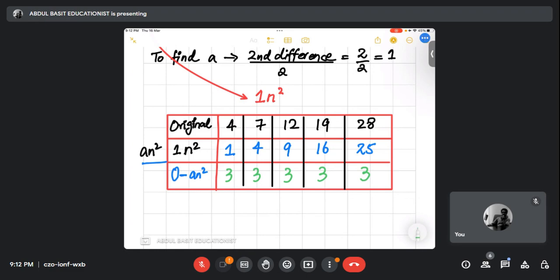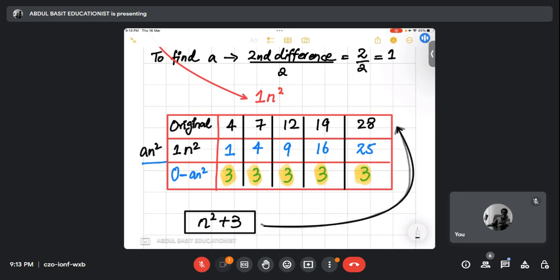Yes or no? Yes, sir. If all the numbers are the same, just write that number with an n square, and the formula for the sequence is right in front of you. It is n square plus 3 is the formula for the above sequence. N square plus 3, this is the formula for the above sequence.